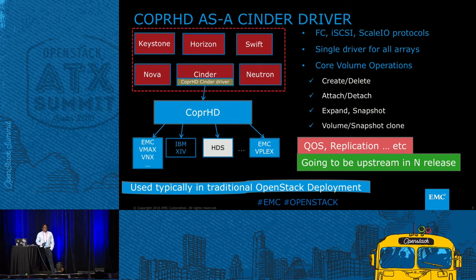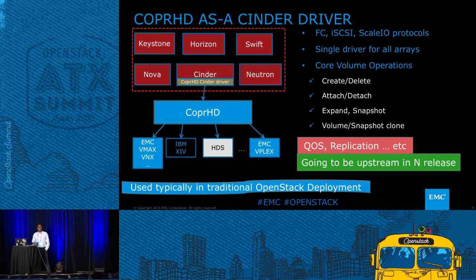As you know, these products are evolving. Cinder is evolving. Copperhead is evolving. There are quite a number of features which are getting added, right? So in that sense, QoS and replication we still have to support, and a couple more features which are coming on the Cinder, so we still have to support in the Copperhead driver. It's being approved for the end release, and we are going to be upstream in end release.